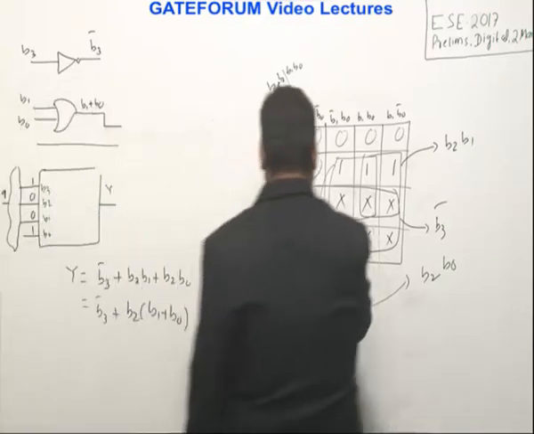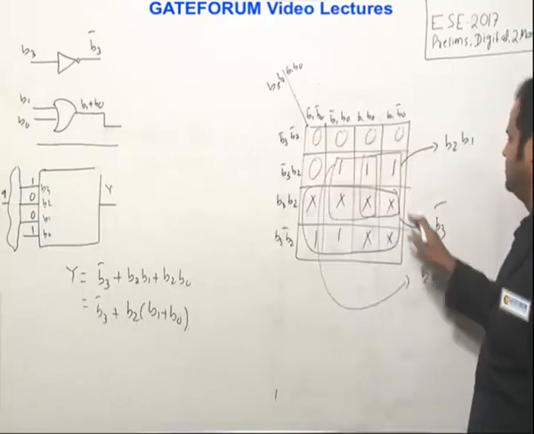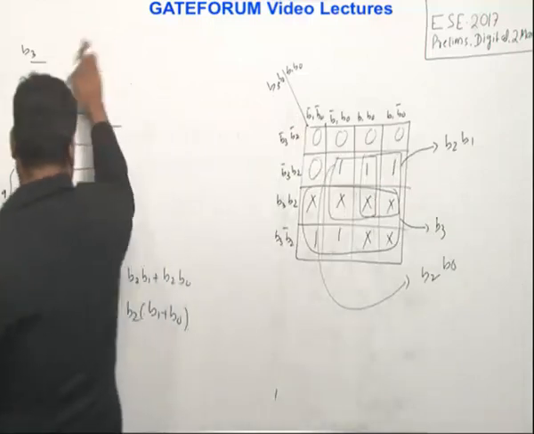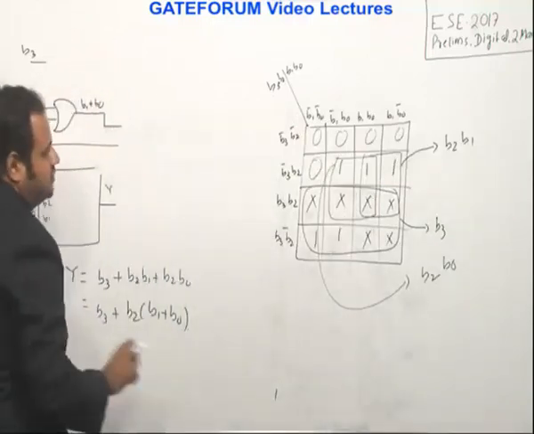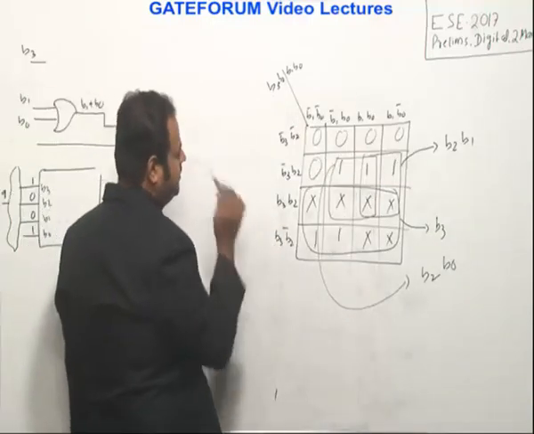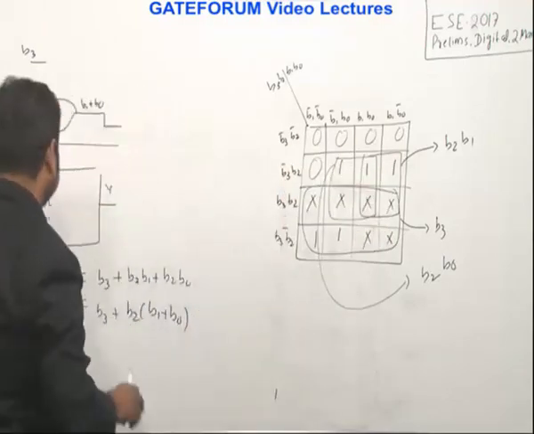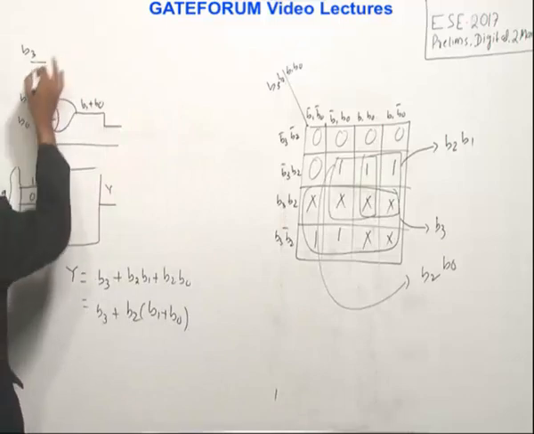A little correction here. This is not B3 bar, right? From this, it's only B3. Sorry, there is no need of this inverter. This is B3, please make the correction. It's not B3 bar. If this had been an octet, then I'd have B3 bar. So it's B3, please.